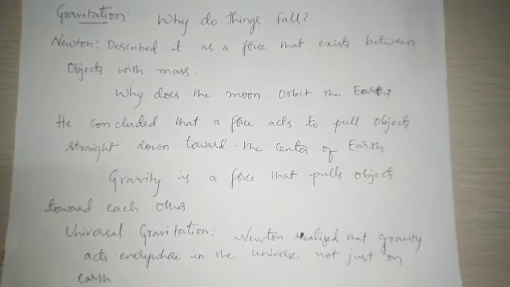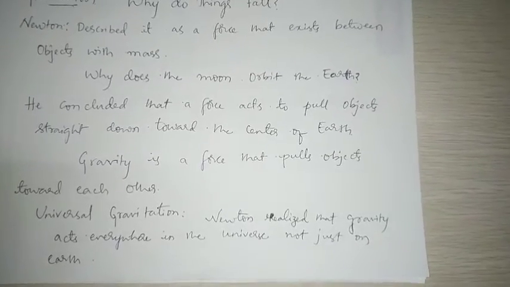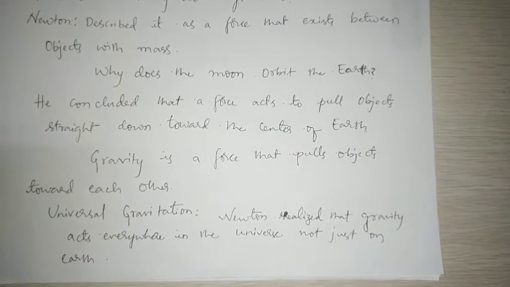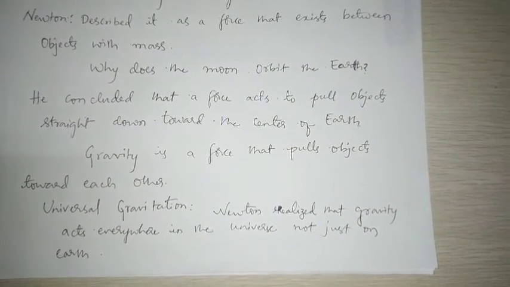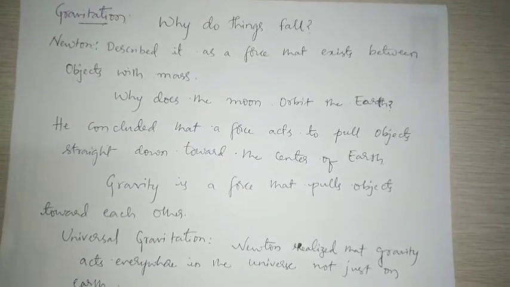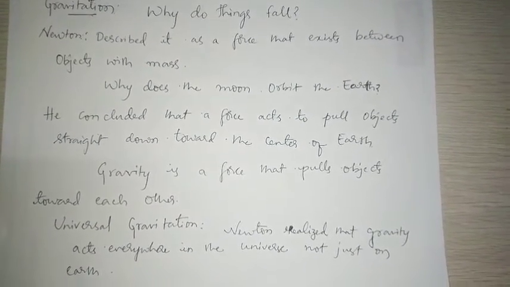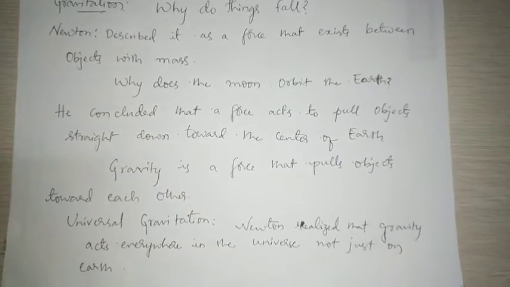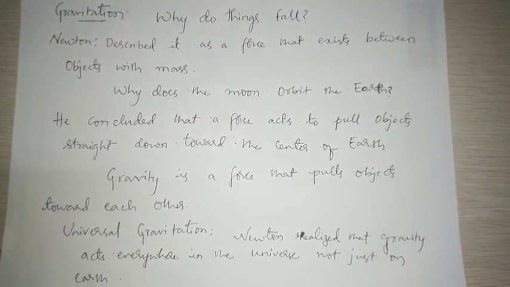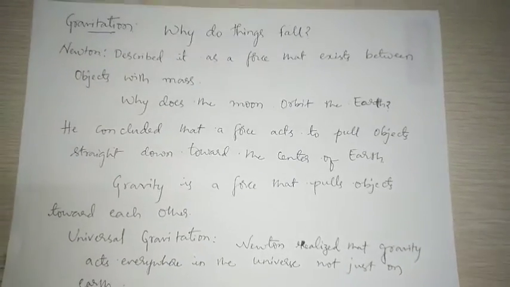Newton described it as a force that exists between objects with mass. We might think, why does the moon orbit around the earth? He concluded that a force acts to pull objects straight down towards the center of the earth. This is the reason why things fall. He described gravity as a force that pulls objects with mass towards each other. The universal law of gravitation was framed by Newton. He said that gravity acts everywhere in the universe, not just on Earth.